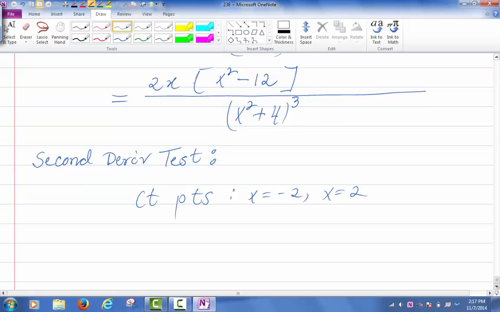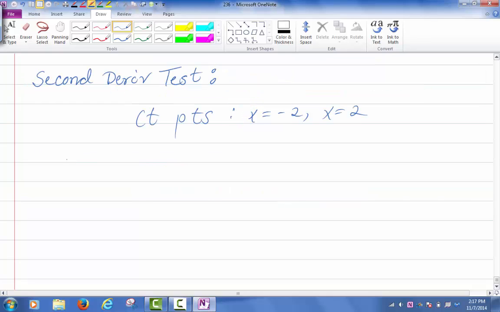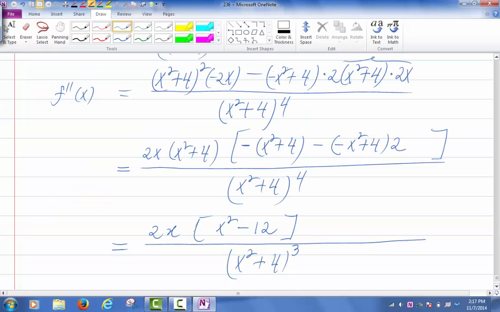So how would I apply it? I need to know whether I have a local max or a local min at each one of them. The second derivative test says, apply the second derivative at negative 2 and apply the second derivative at positive 2. And if I apply the second derivative at negative 2, what do I get? Well, let's look at the second derivative here. So you're going to plug in negative 2 for x, negative 2 for x here, negative 2 for x here.